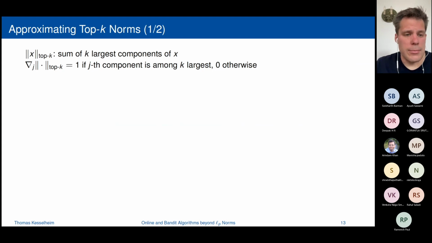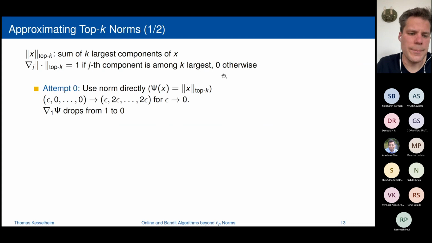And how would we do that? So let's maybe spend some time thinking about what is a top K norm. A top K norm is just the sum of the K largest components of a vector. And what's its gradient? Well, the partial derivatives are actually quite easy. Those are 1 if and only if this component is among the K largest, and otherwise it's 0. So that's exactly what we saw for the L infinity norm, which is the top 1 norm. Now, how do you get from there to something which does not have these effects where components change drastically, which will happen here because this will drop from 1 to 0 immediately?